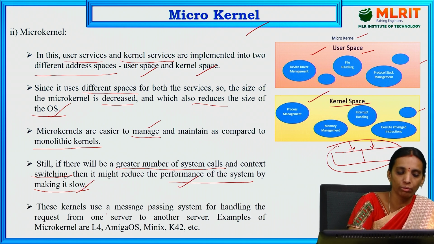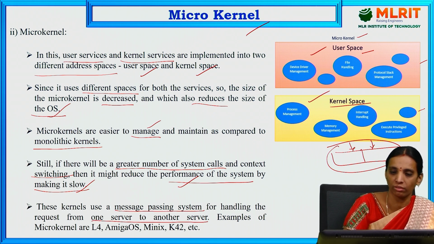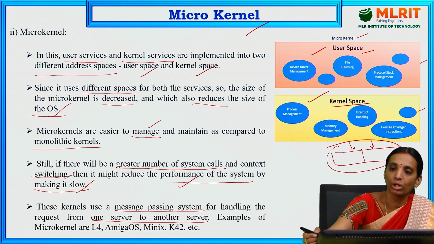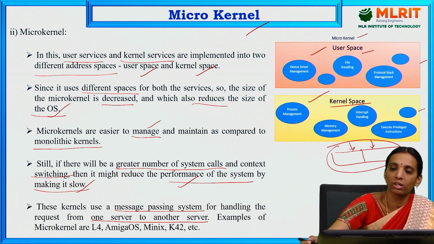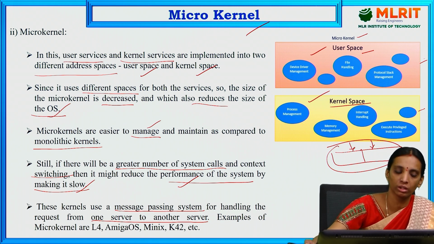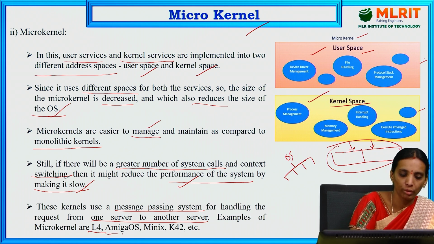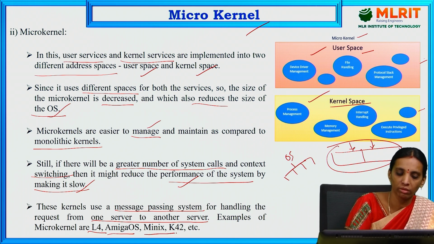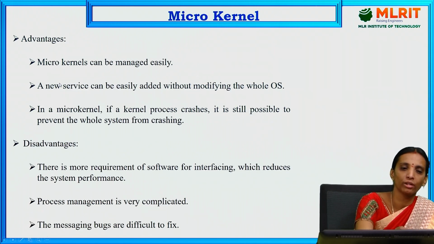These kernels use a message passing system for handling requests from one server to another server. Because different spaces are used for different applications, we need to get the request from each application. First, the OS will get the request from each application, and depending on that the application will be processed. So the examples of this microkernel are L4, Amiga OS, Minix OS and K42. These are the advantages of microkernel.